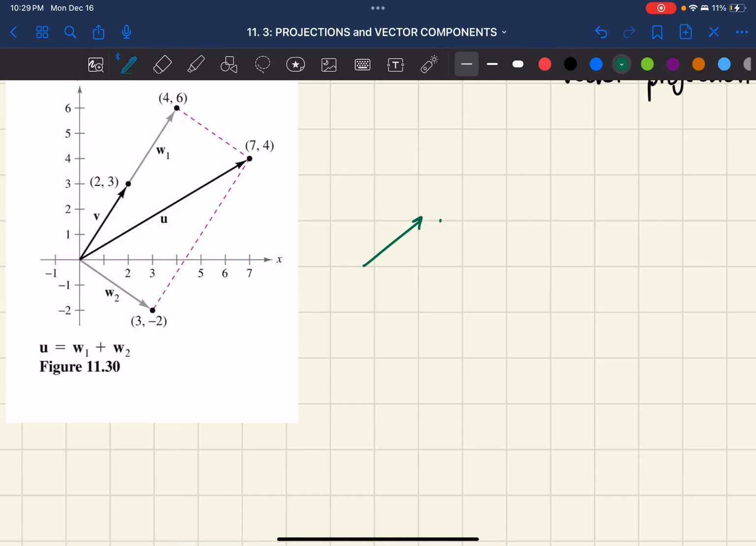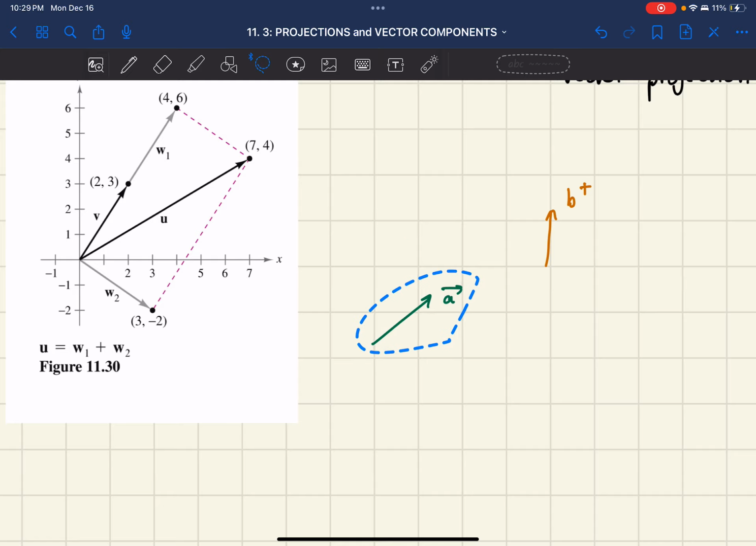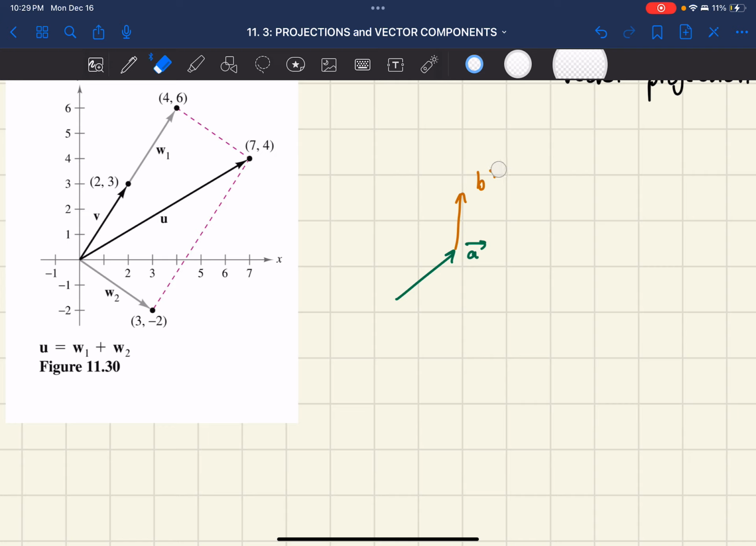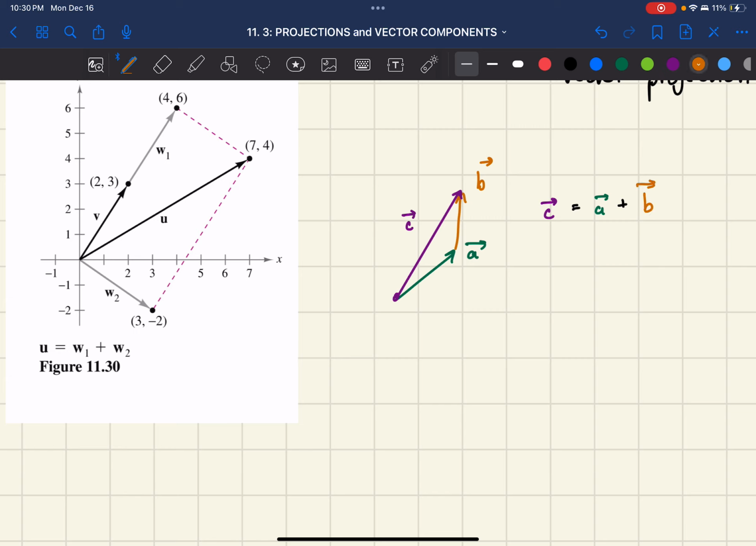Let's revisit how vector addition works. Let's say we have vector A, and we want to add it to another vector B. How are we going to add these two vectors? Well, all we need to do is rearrange them from tip to tail, and then draw a new vector. We need to draw a new vector from the original point in the first one to the end over here. And this would be C. And we know that C is equal to A plus B.